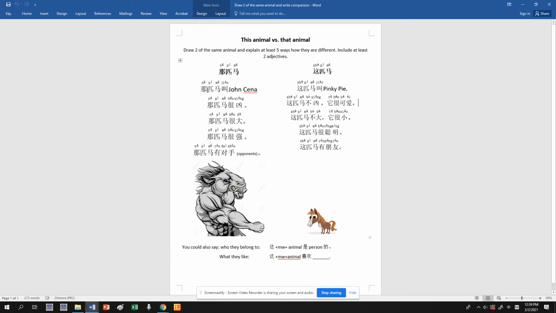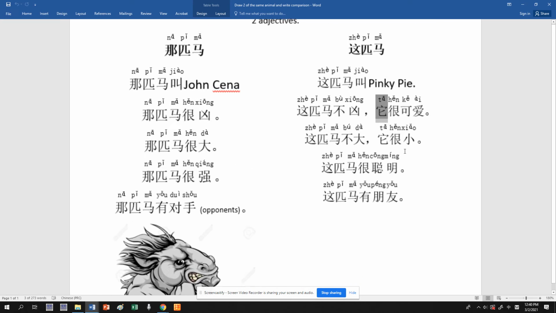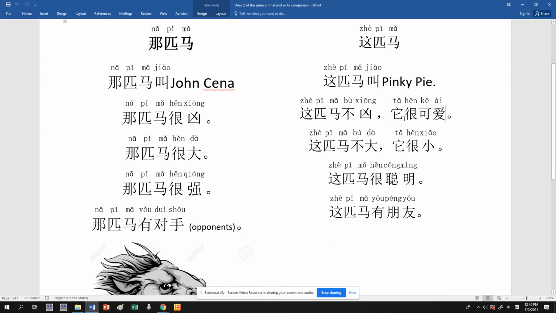So here I wrote, 那匹马叫 John Cena. 这匹马叫 Pinkie Pie. I gave their names. 那匹马很凶. This horse is fierce. 这匹马不凶. 它很可爱. This horse is not fierce. It is very cute. This ta we haven't seen before. It's the it ta as opposed to the he or she ta. It's what's usually used with animals.